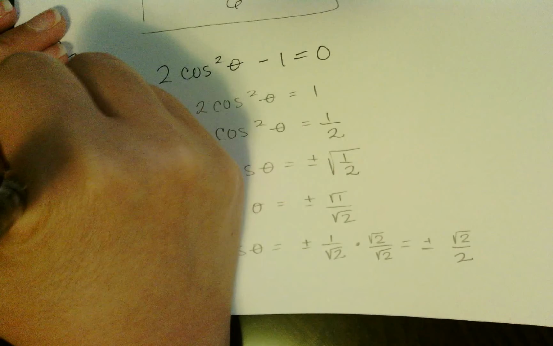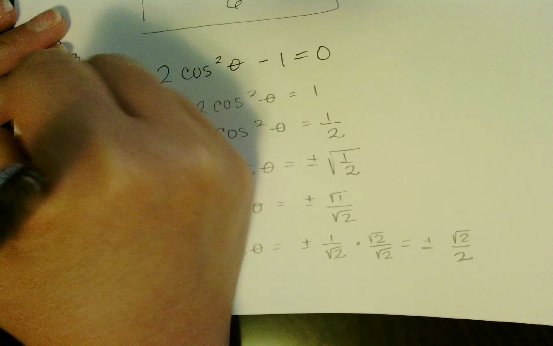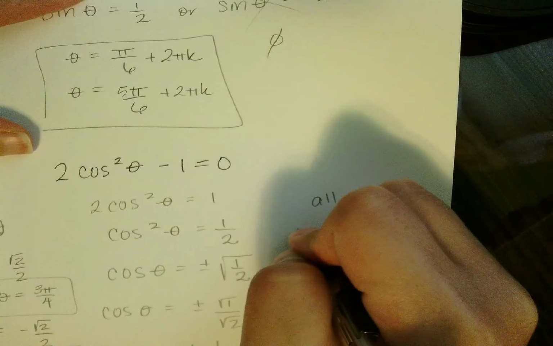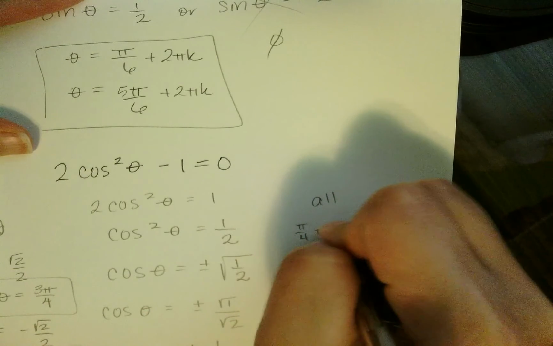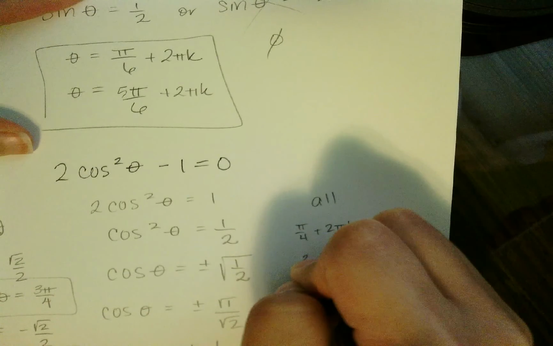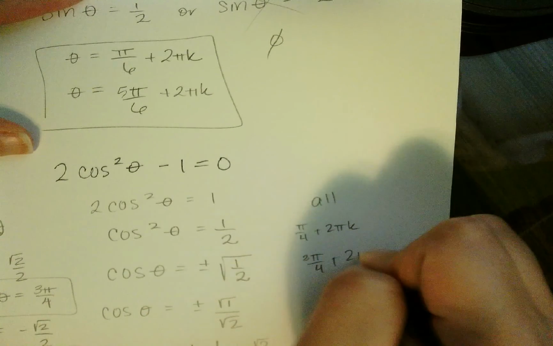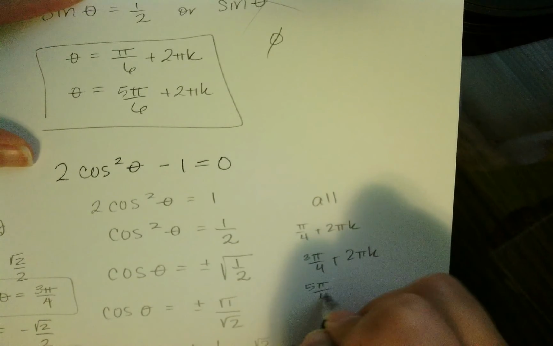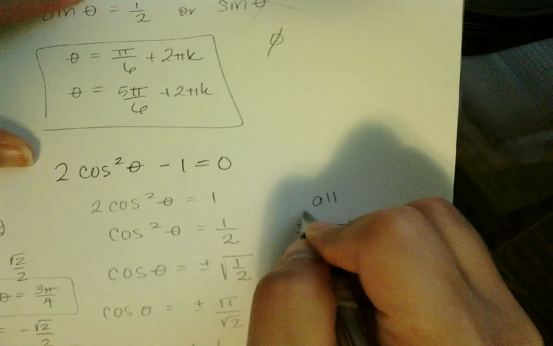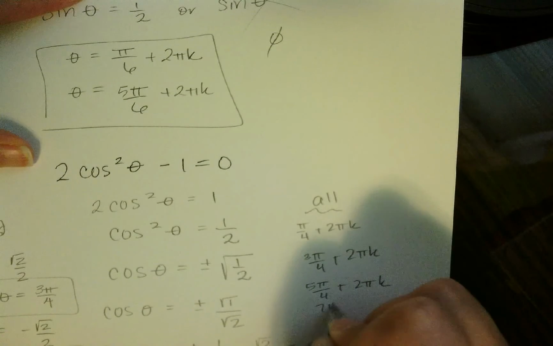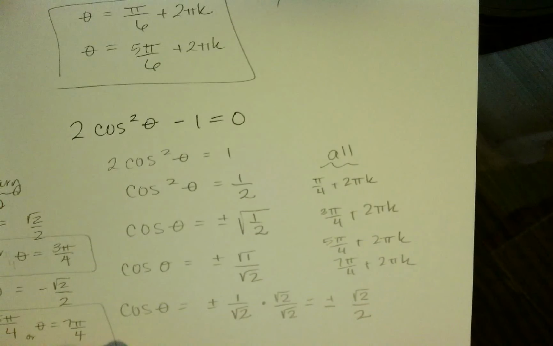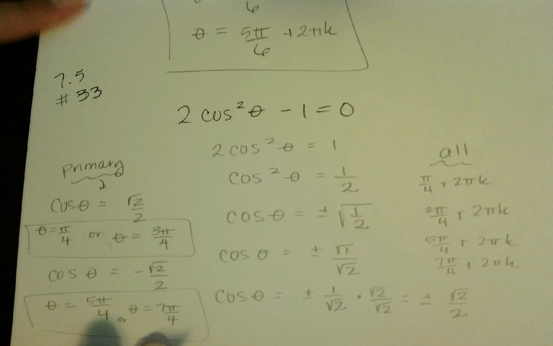These are primary. Because I'm going to upload these, so whoever's not watching this, they don't know what the heck's going on. And then these are all. So that would be your all, plus 2 pi k, plus 2 pi k.